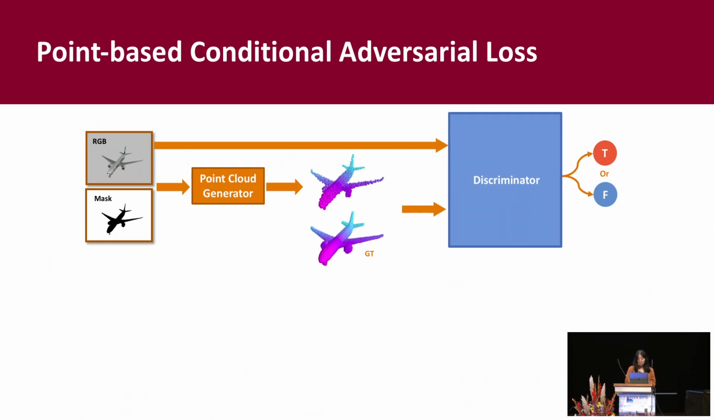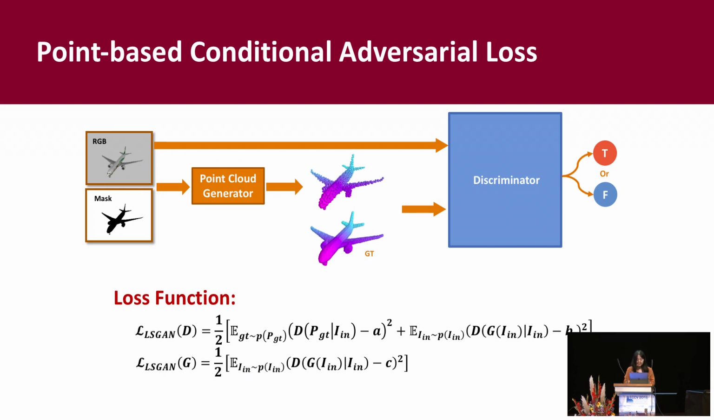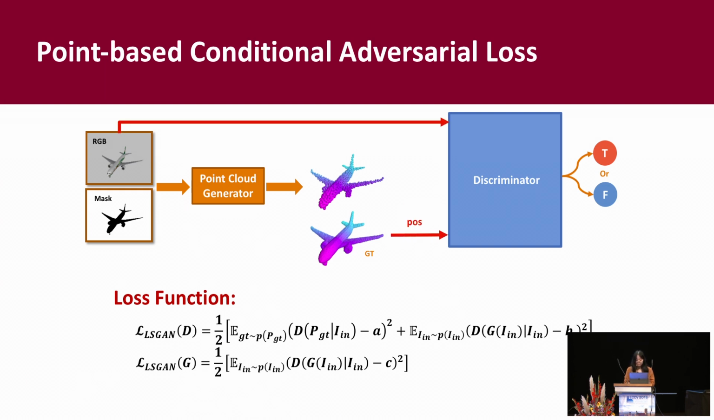For the computation of adversarial loss, we apply LS-GAN, which replaces the cross-entropy loss function with least squared loss. For positive samples, which are a real 3D model along with the input image, the discriminator tries to classify it as a true sample. And for negative samples, which are generated 3D points with the input image, the discriminator tries to classify it as a false sample. Contrarily, the generator tries to generate a point cloud that could cheat the discriminator so that it could be classified as true by the discriminator.